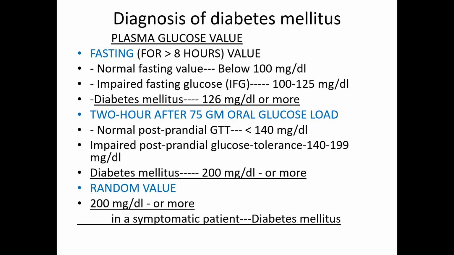So either the first, the second, or the third is required for the diagnosis of diabetes mellitus. In the third case, a random value above 200 milligrams in a symptomatic patient should be diabetes mellitus. So in a symptomatic patient with polyuria, polydipsia, polyphagia, lethargy, fatigue, if you do a random blood sugar test and it is more than 200 milligrams, then you can make a diagnosis of diabetes mellitus.